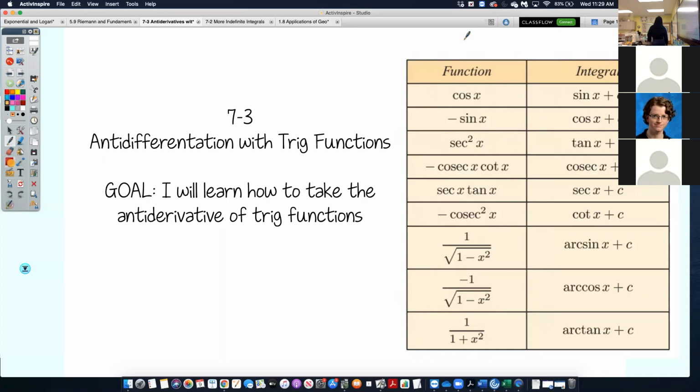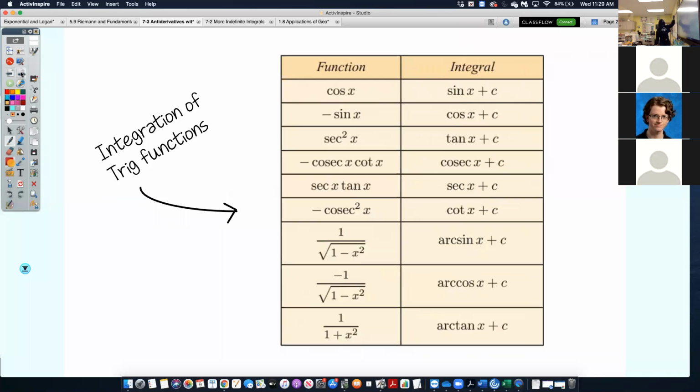All right, so the last little bit we have to do with our basic indefinite integrals with anti-differentiation is dealing with our trig functions. You guys are going to now be able to take the antiderivative of trig functions. Here's the list here, as well as here. Let's look at it on the bigger side of things, okay? This is your integration of your trig function.